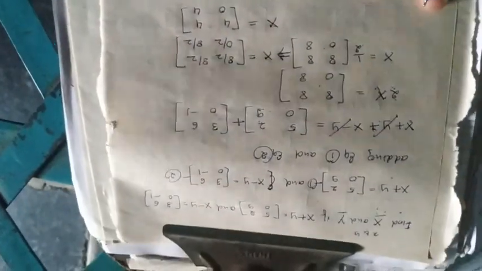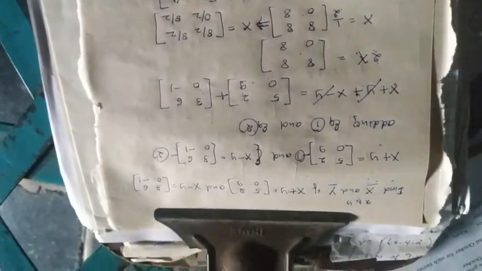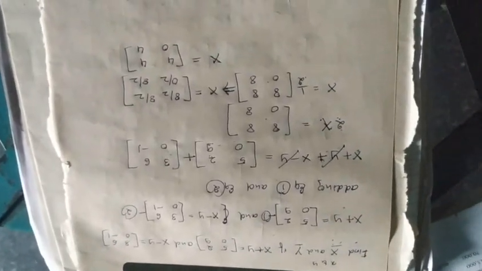Next, you can do the second one. It has subtraction between the two matrices also. Then you get the Y. That is also one of the simple ones.